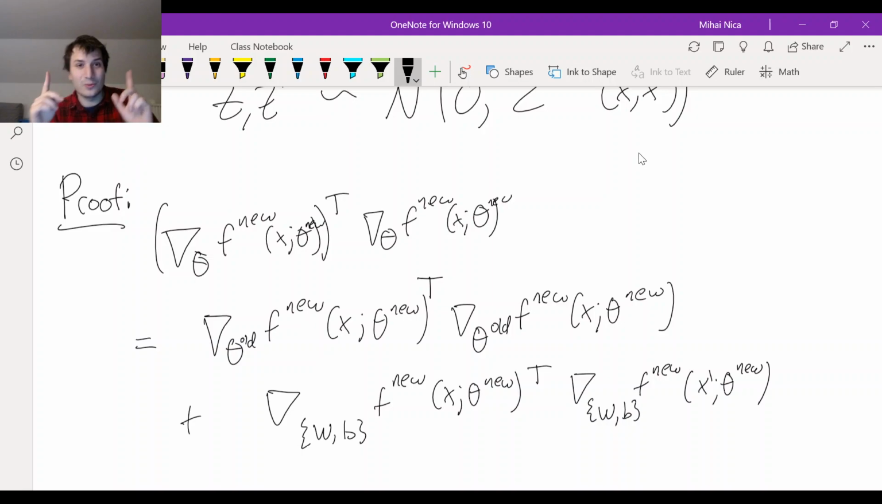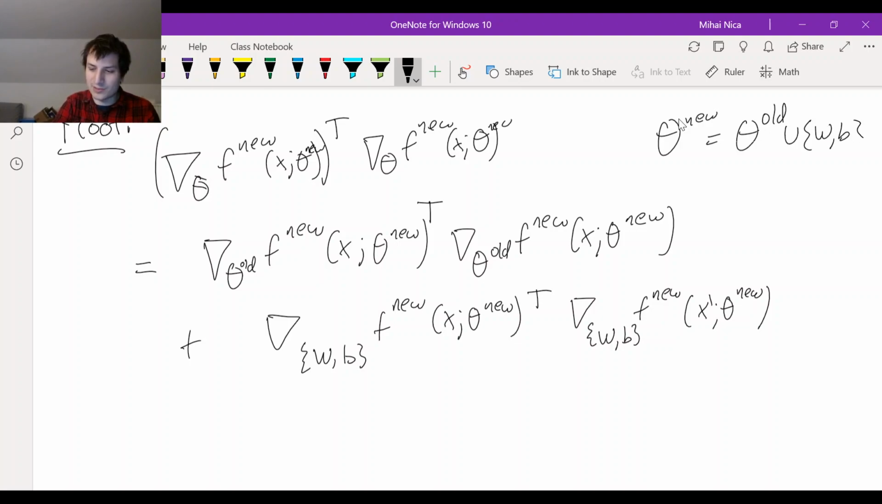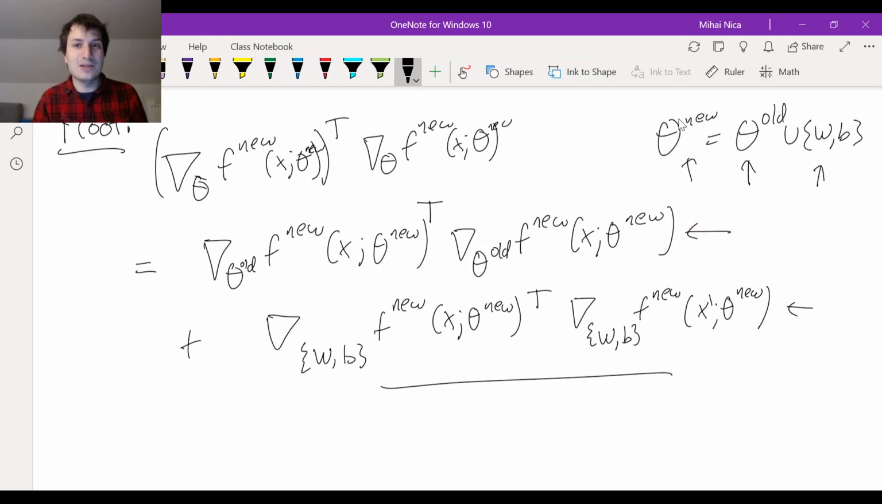Okay, so this is the really key observation. We're doing the derivative with respect to the new weights. And the new weights, remember, are the old weights plus the new weights and biases from this layer. So when you do the gradient with respect to the new weights, that's equal to the gradient with respect to the old weights with these new gradients with respect to W and B tacked on. So when you write out this inner product, you get exactly this. You have two terms. You have a term from the old derivatives, and you have a term from the new derivatives. The new derivative term is exactly going to be like the NNGP kernel, and it's exactly going to be the same argument as before.